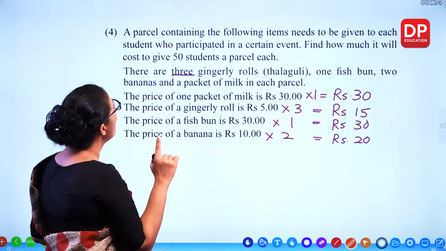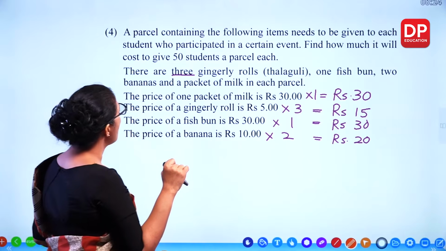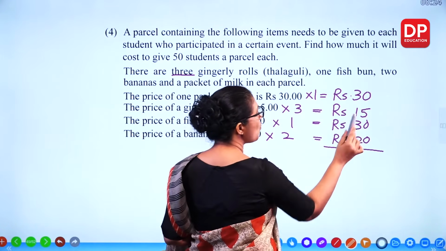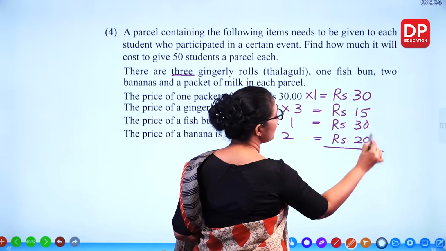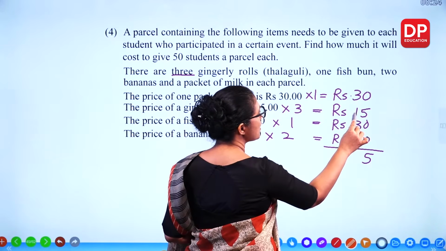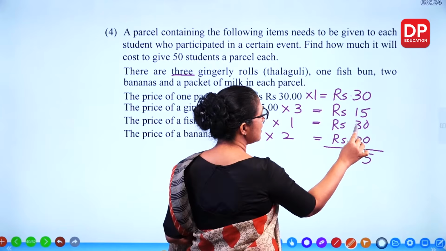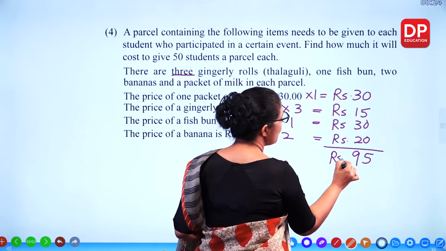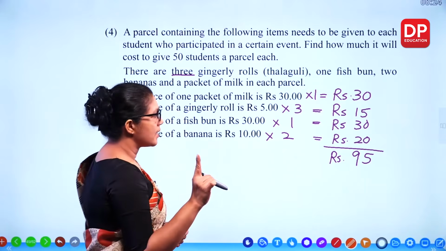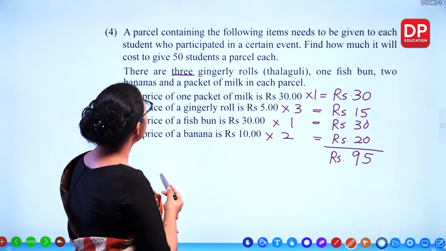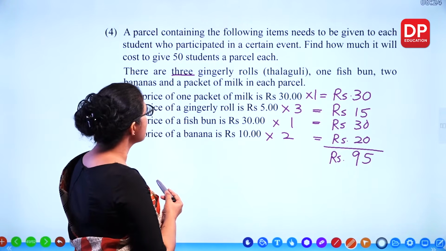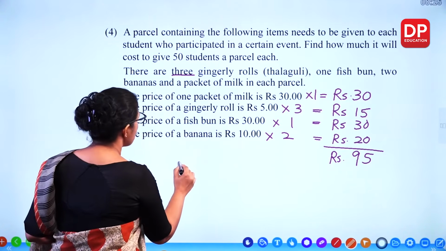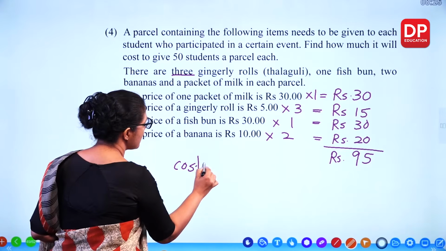Now we need to find out the total. 15 plus 30 plus 20 plus 30 gives 95 rupees per parcel. So how many students are there? 50 students. So we need the cost for 50 students.